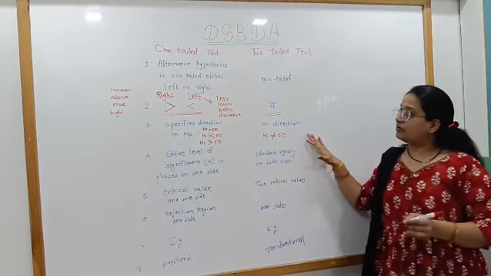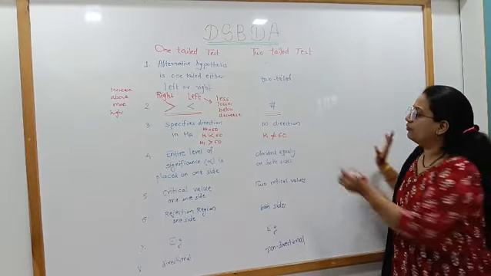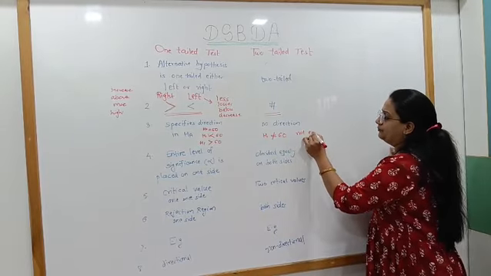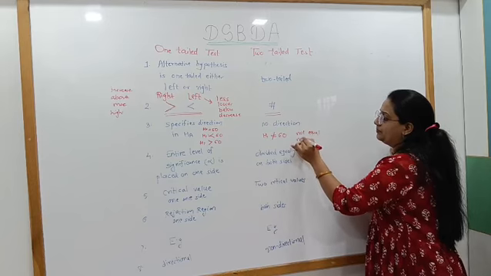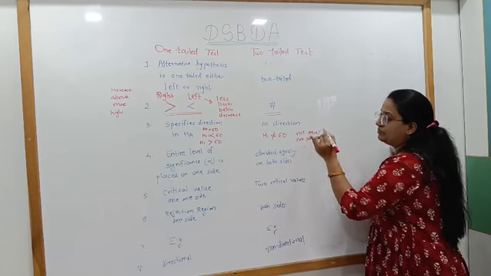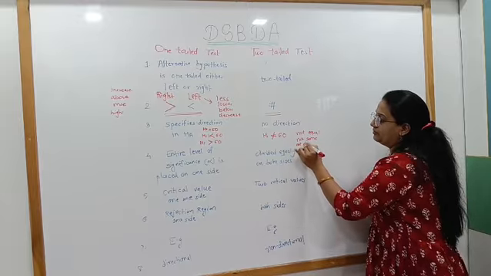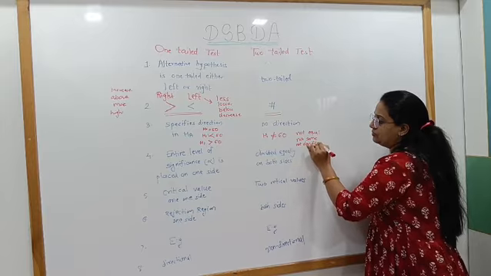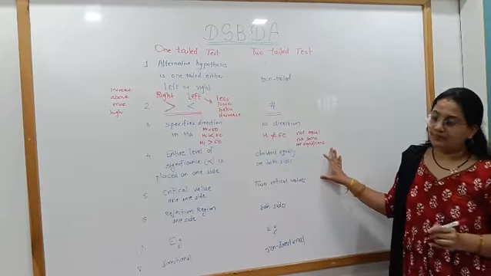Here I will not use that type of words. I will use only the words not equal to, not same, not significant. So this is a two-tailed test.